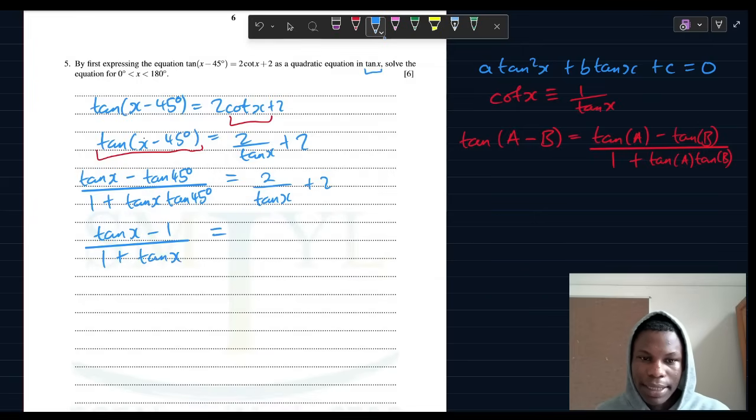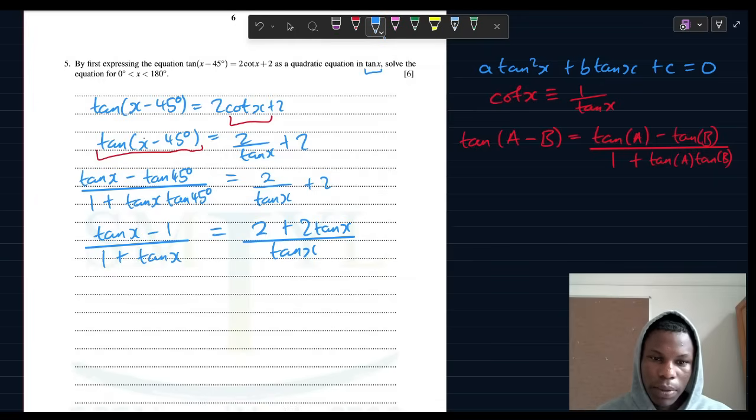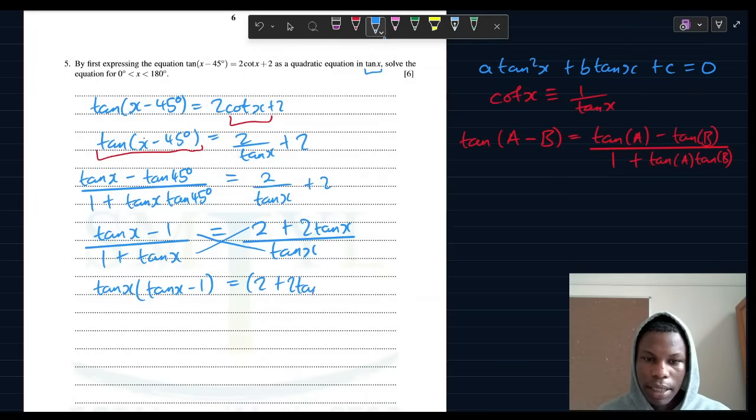And on the right hand side, I want to put everything all over tan x so that we can cross multiply. So this becomes 2, and then that's plus 2 tan x. And so now we can just cross multiply. This multiplies that, that multiplies that. So we've got tan x times (tan x minus 1) is equal to (2 plus 2 tan x) times (1 plus tan x).